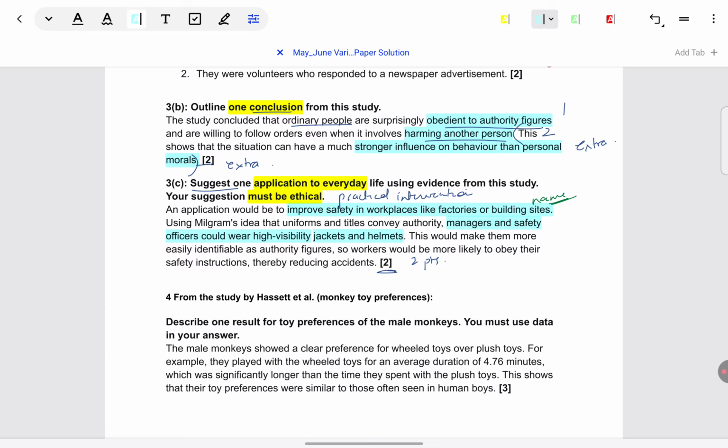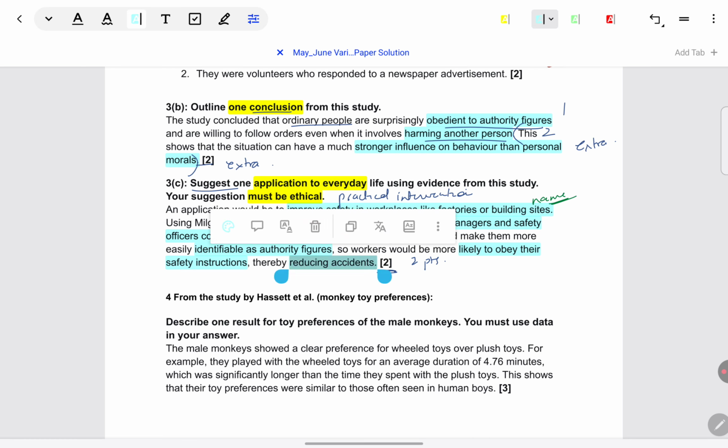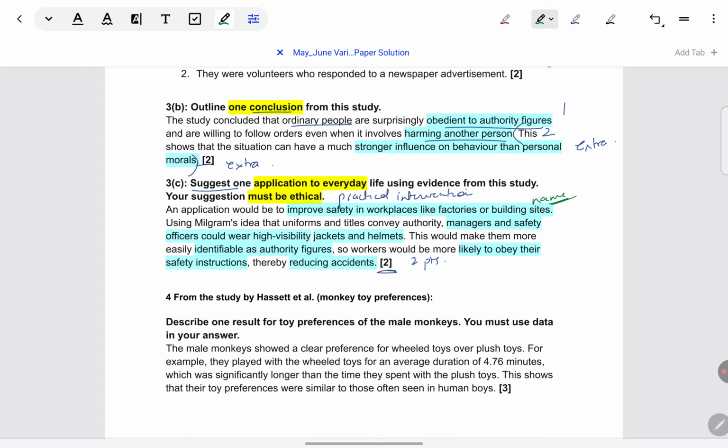So the uniform should be very visible, so that will make them more identifiable as authority figures and could be more likely to obey their safety instructions, which reduces accidents. So, very effectively worded, you can see how authority can be used for constructive rather than destructive obedience. That has been given as a suggestion here.